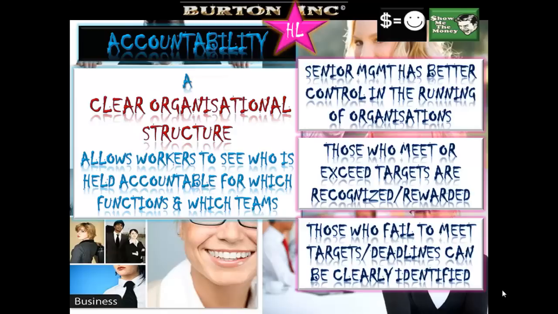With accountability, those who meet or exceed targets are recognised and rewarded, which is great in terms of employee motivation. And employee motivation is going to be one of the larger topics in this human resources topic. And with clear organisational structure and accountability being very apparent, those that are failing to meet their targets, getting things in late, not meeting their deadlines, these individuals, these departments, they can clearly be identified.